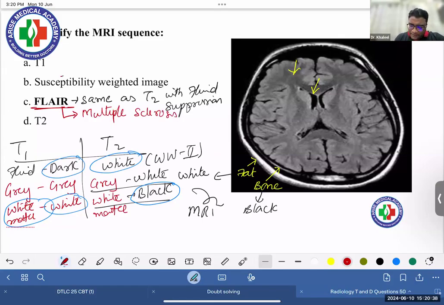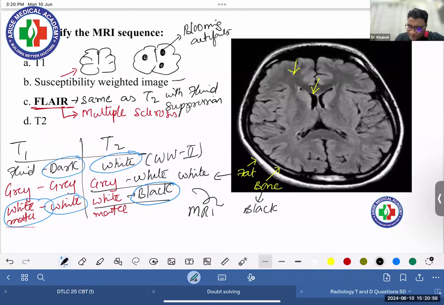What is susceptibility weighted imaging? What do you see in susceptibility imaging? You see jet black vessels. And one more important finding in susceptibility imaging is the presence of these dark areas. What do you call this? These are called blooming artifacts. So susceptibility weighted imaging shows you blooming artifact.